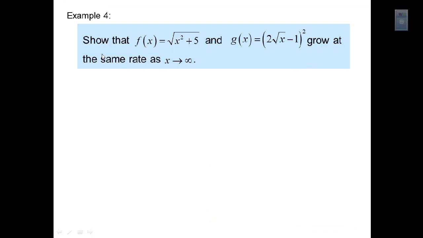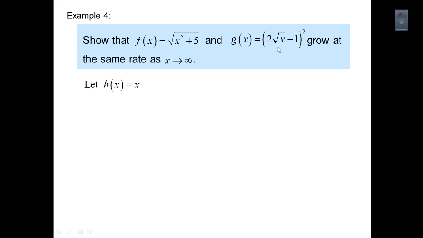All right, so for an example, show that f of x equals the square root of x squared plus 5 and g of x, 2 square roots of x minus 1 quantity squared, grow at the same rate as x approaches infinity. So let h of x equal x, because we're going to prove that each of these grows at the same rate as x. Hopefully you can kind of see that. In the square root of x squared plus 5, as we go off to infinity, what's going to happen to the 5? It's going to be negligible. So we can think about this as the square root of x squared, which is just going to be x. So these should grow at the same rate. We're going to prove it though.